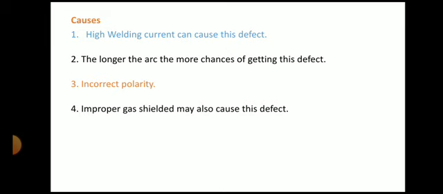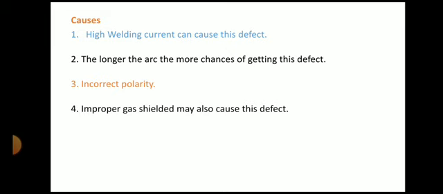Now causes: high welding current, then a longer arc, more chances of getting this defect. So arc length should be carefully chosen. Arc length is nothing but the distance between the electrode tip and your substrate or the parent metal. So that arc length should be carefully chosen.